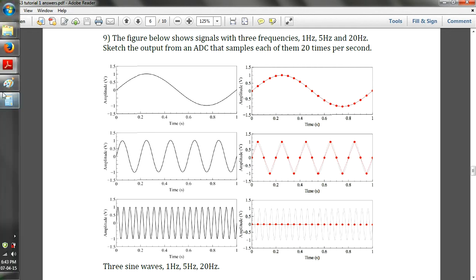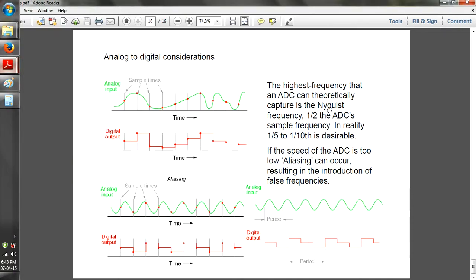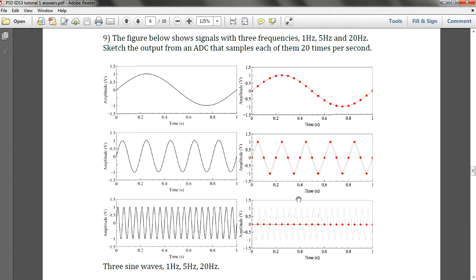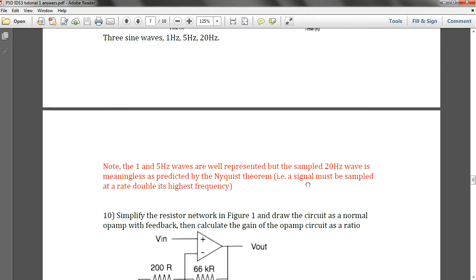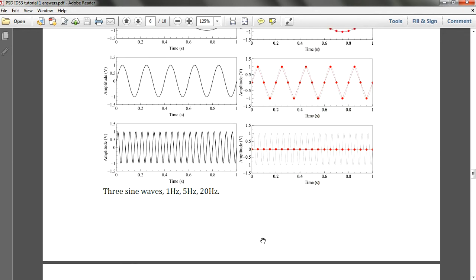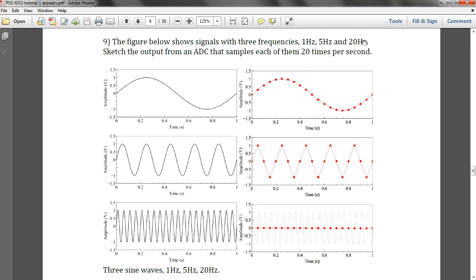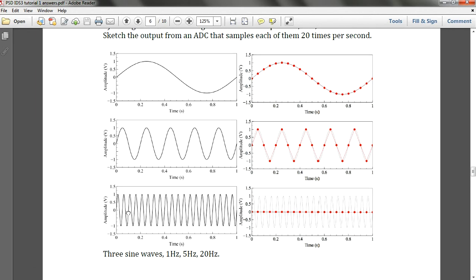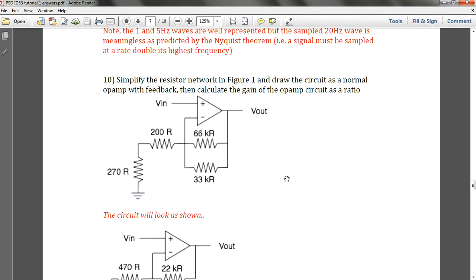Based on the Nyquist frequency theorem, you have to sample at a rate of double the highest frequency. The highest frequency is the input frequency, 20 Hz. So your sample frequency has to be double the input frequency in order to at least see something. This is the thing that we are trying to convey.